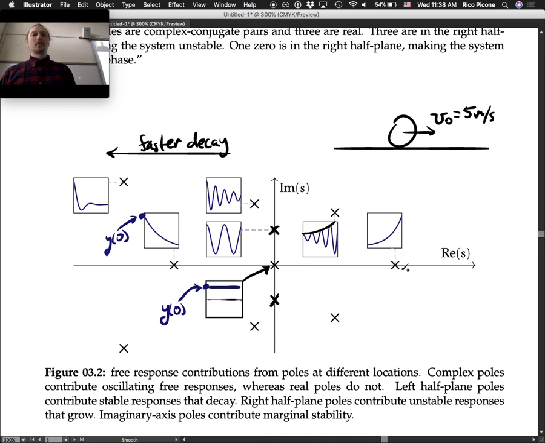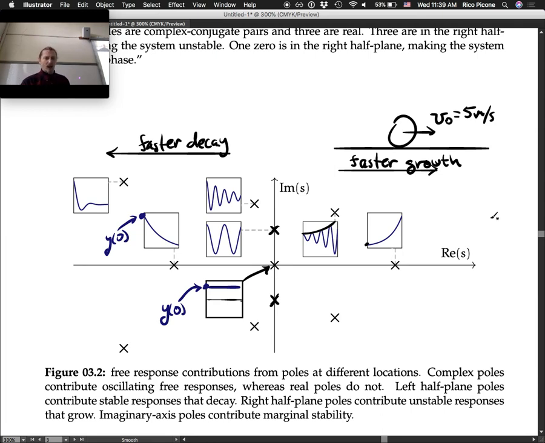Similarly, if you have a real pole that doesn't have any imaginary part, start off at some initial condition, and it'll just go off to infinity. And of course, as you go further and further to the right, you can notice that there is faster growth that happens further to the right.